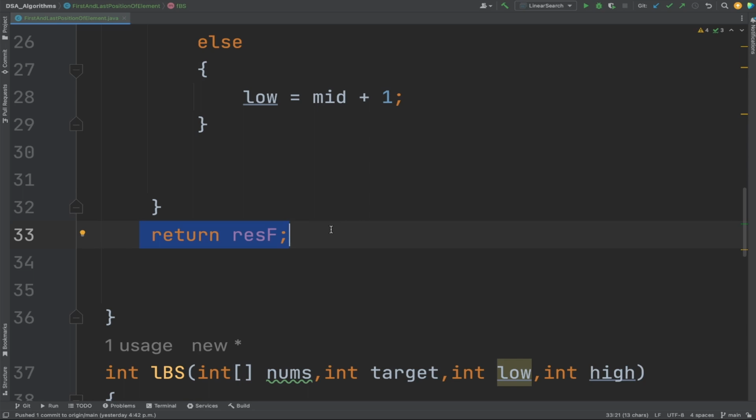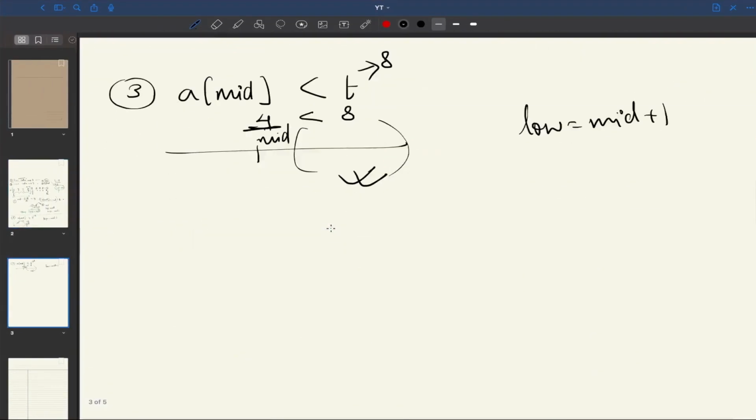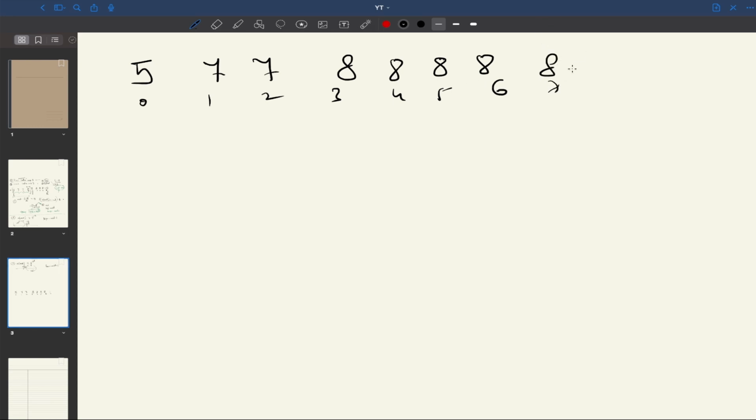Yes, I hope you understood this, right? Now let's try to apply that algorithm for this array. So let's take a fresh page. Let's try the same array which we were looking at. So 5, 7, 7, we have 8, 8, 8, so we have indices 0, 1, 2, 3, 4, 5, 6, and we have 7, one more 8, and then let's say 10. Which is 8. So first is low and high, right?